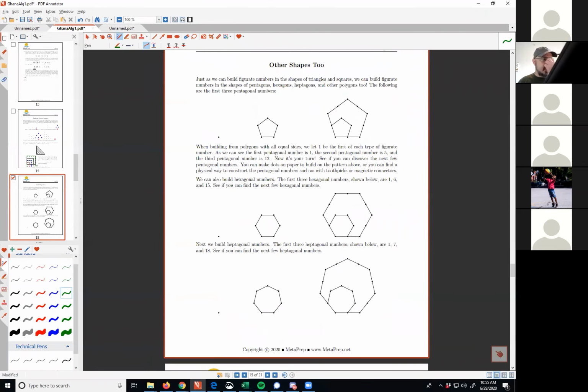Okay, so now other shapes. We have triangular numbers, we have square numbers, and you may have seen one or both of those before, but we can make pentagonal or hexagonal or heptagonal numbers. And this, yes? You were saying we could make octagonal numbers, and I was like, how?